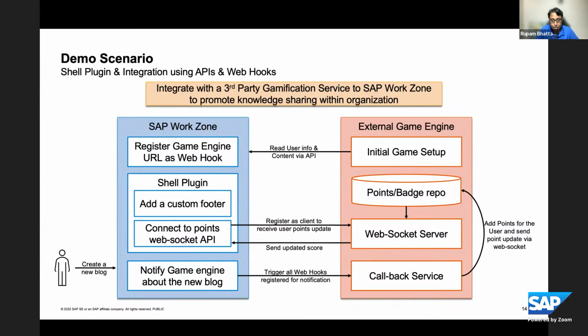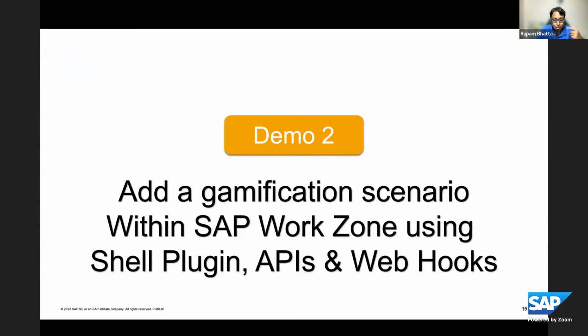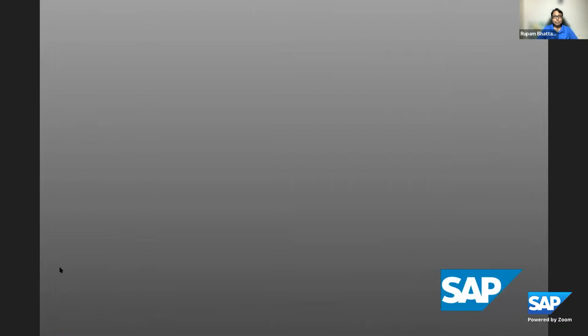What we're going to create now is a shell plugin that connects to the WebSocket server and waits for any score updates. And then let's see what happens when we create something for which I deserve some points. Let's just jump right at it.